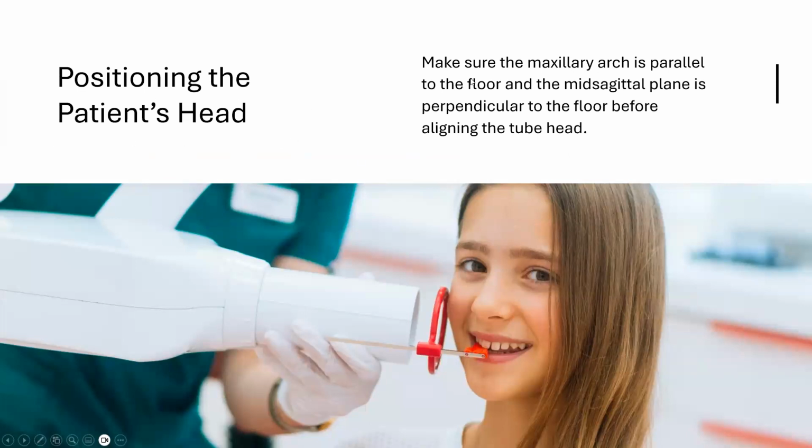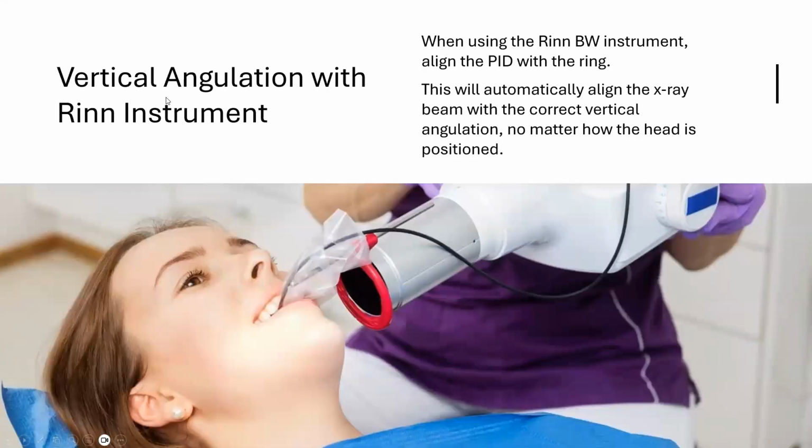Positioning the patient's head. Make sure that the maxillary arch is parallel to the floor and the mid-sagittal plane is perpendicular to the floor before aligning the tube head. Vertical angulation with the Rinn instrument. Well, if you are using the Rinn bitewing instrument, then align the PID with the ring. This will automatically align the X-ray beam with the correct vertical angulation, no matter how the head is positioned. No matter whether the patient is in supine position or upright position, it doesn't matter. You just have to align the X-ray machine.